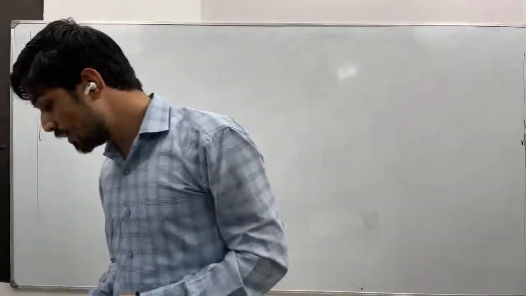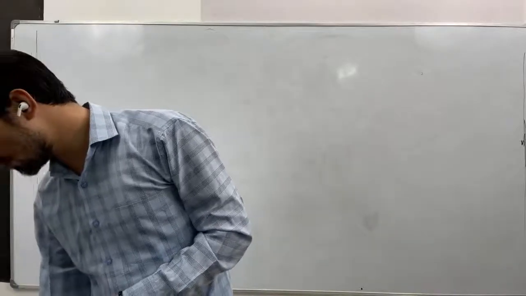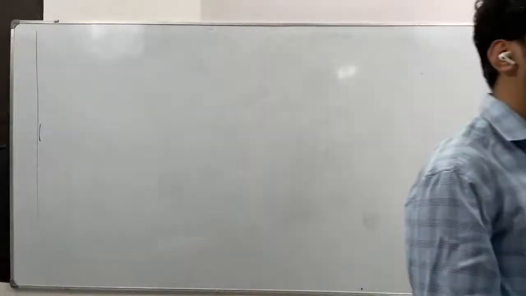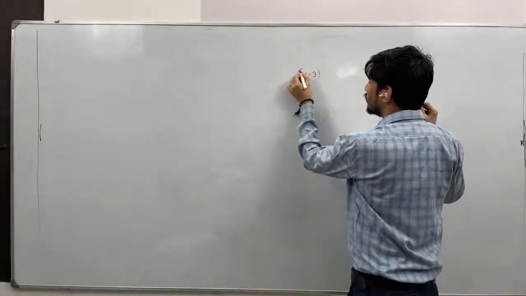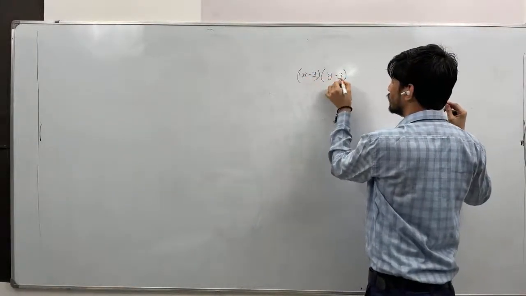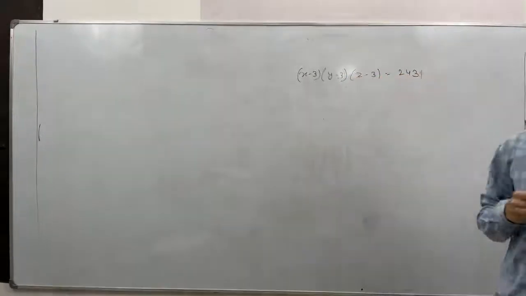And then Vishal replied, the product of the ages of my children 3 years back was 2431. Then find the value of x, y, z, right? So we can say 3 years back, x minus 3, y minus 3, and z minus 3, and the product is 2431. So you just have to factor 2431.